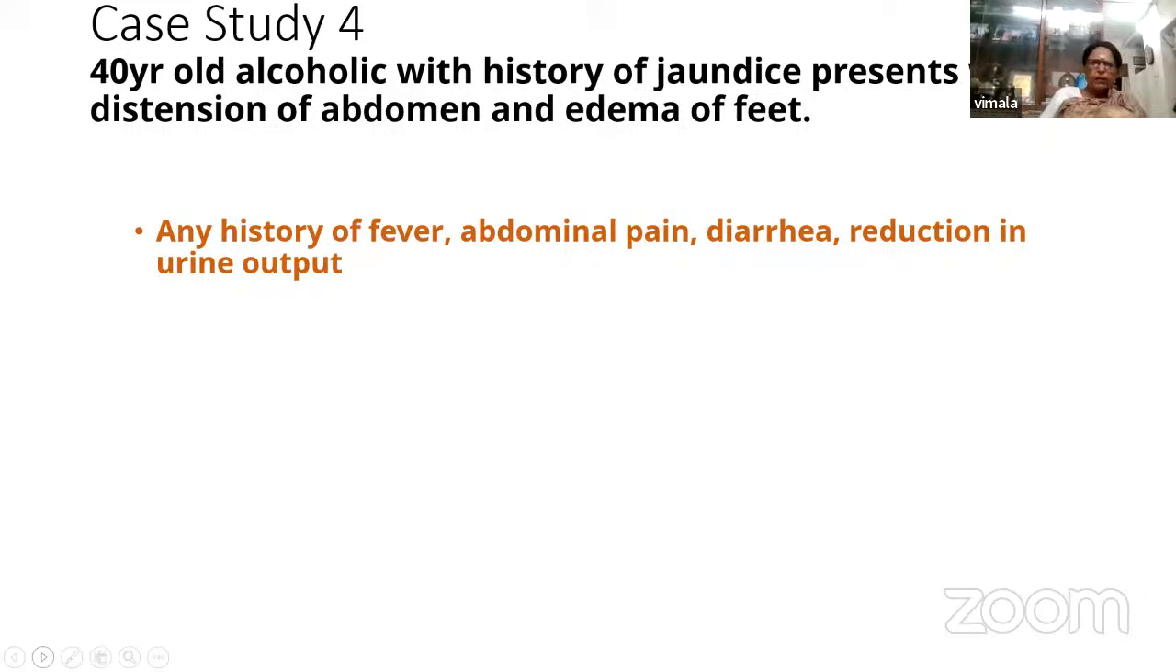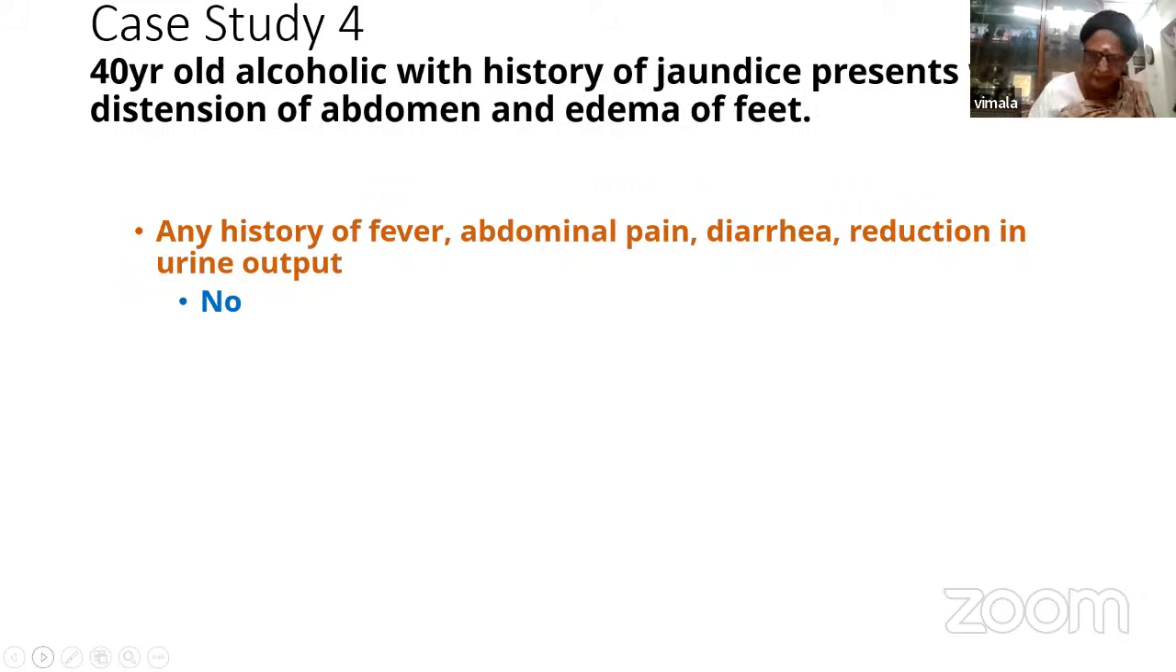So let us see this. What is the story of this 40-year-old alcoholic? There is a history of jaundice. He presents with distension of abdomen and edema of feet. So what are the leading questions you would like to ask? You know that this patient has got a liver disease. So you have to ask for history of fever, abdominal pain, diarrhea, or reduction in urine output. Then you call this as a pseudo-hepatorenal syndrome or a hepatorenal syndrome.